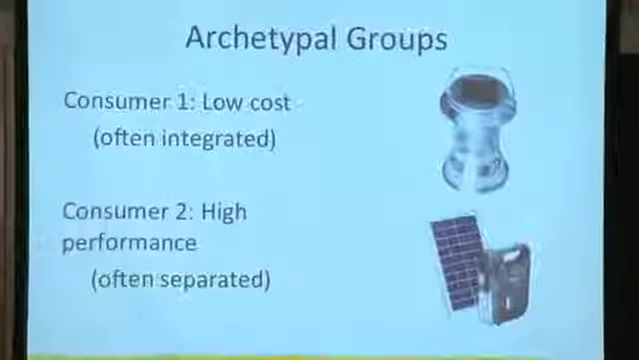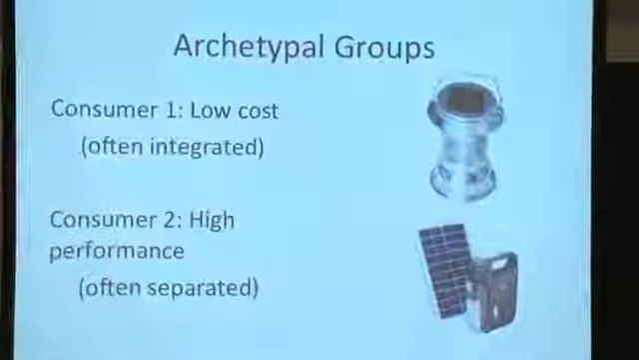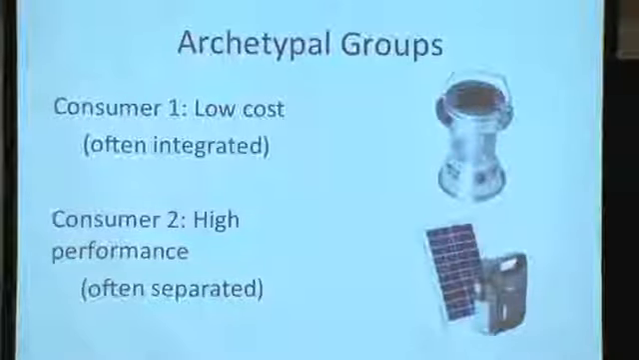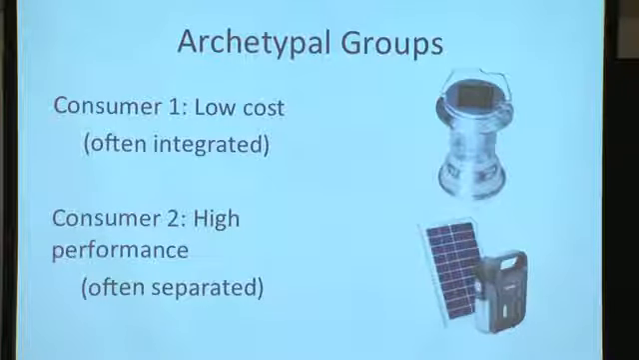So to do this, we looked at a couple of different consumers. So the first consumer is a low-cost consumer. And this is somebody who can barely afford to eat every day and really buys kerosene maybe on a week-to-week basis. It's extremely expensive for them. So we need to minimize the cost of these devices as much as possible so that they have a low buyback time when compared to kerosene. And these devices are often integrated, so there's a solar panel on the device, and you put the whole device out during the day, and you bring the whole device in at night.